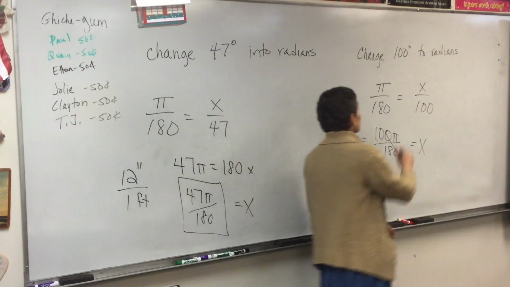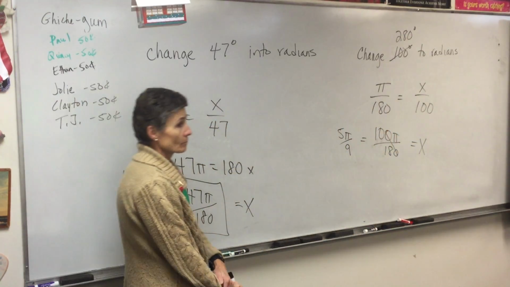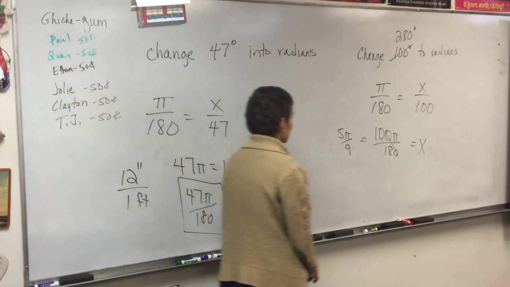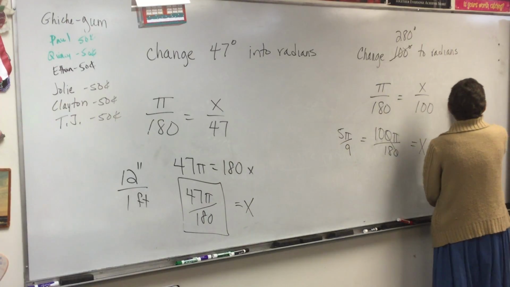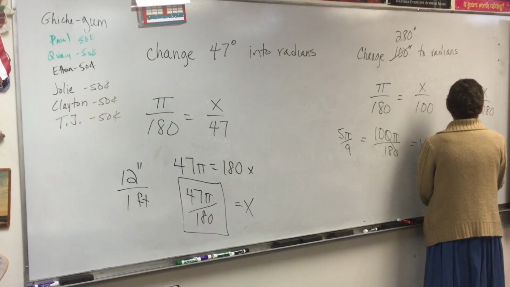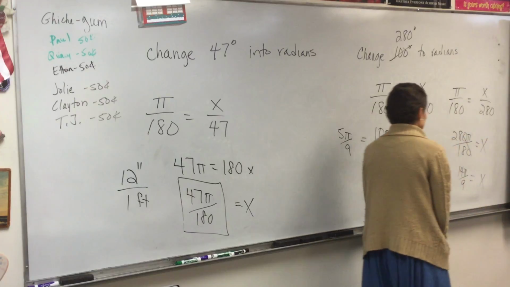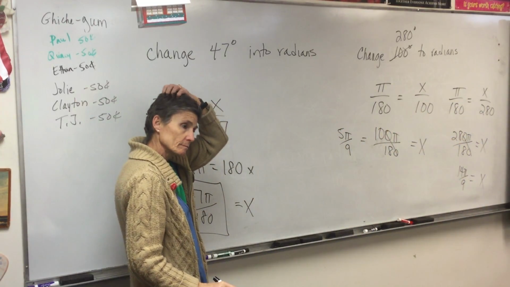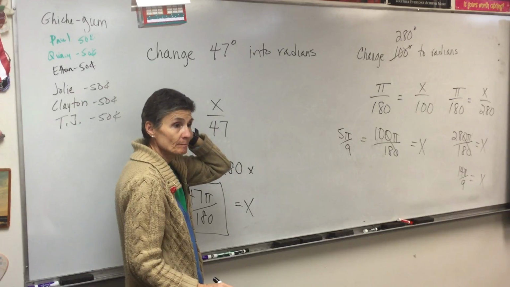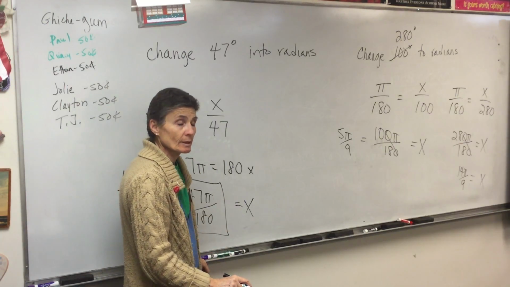Can I try one more? Let's change 280 degrees to radians. 280 degrees, big angle. 14 pi over 9. Anybody match that? Okay.